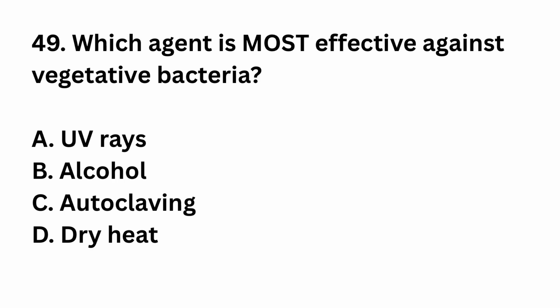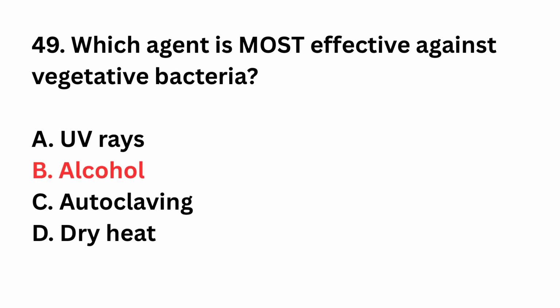Question number 49. Which agent is most effective against vegetative bacteria? UV rays, alcohol, autoclaving, dry heat. The right answer is option B, alcohol. Alcohol rapidly kills vegetative forms but not spores.